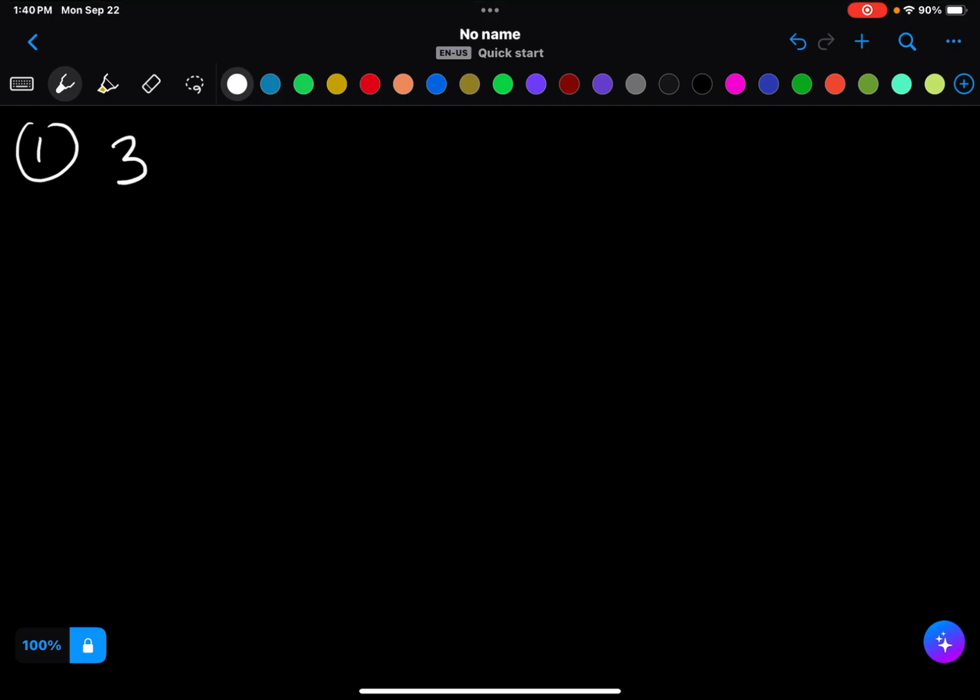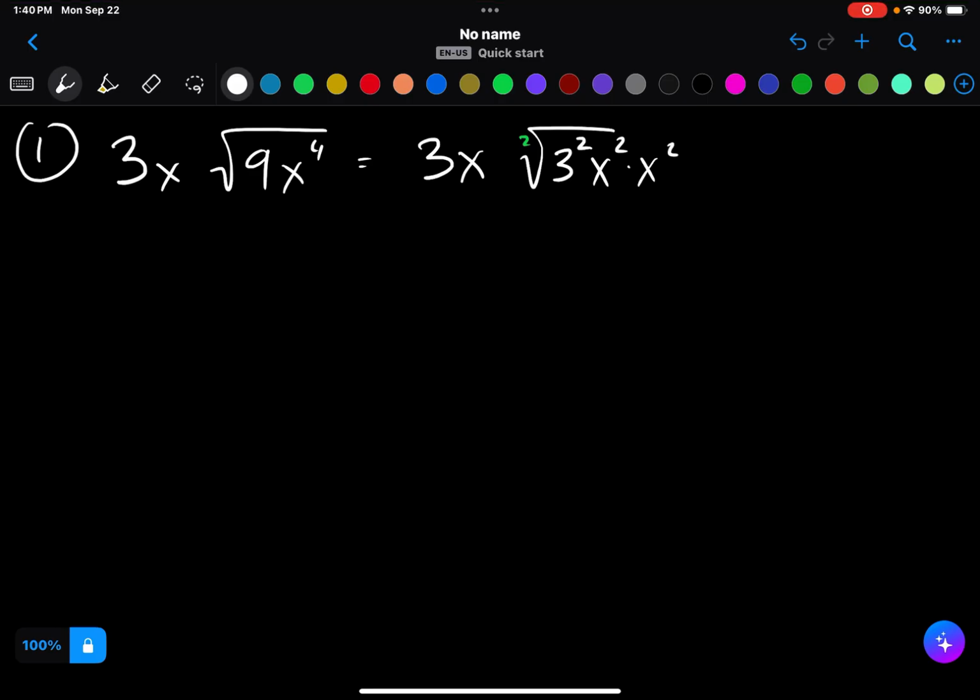So for number 1, we have 3x multiplied by a standard radical that has 9x to the 4th power underneath. So we are going to deal with the radical first, and then we'll deal with the 3x. So what do you do? You just ignore the 3x and you solve the radical. It's a power 2 radical, right? That's what simple radicals are. And just make everything into a power 2. 9 can be written as 3 squared, because it's 3 times 3. And the x to the 4, we can break it down into 2 x to the 2's.